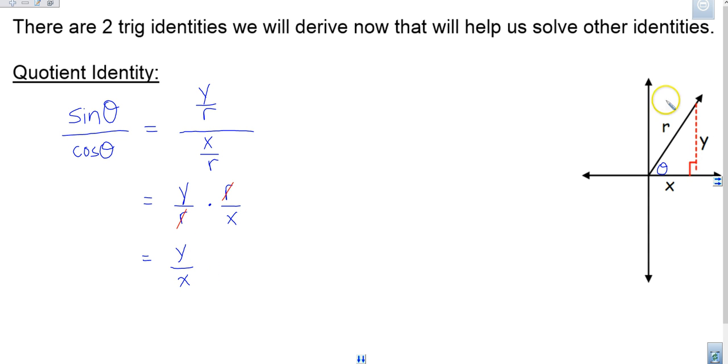Now looking at this triangle though over here, y is the opposite side, x is the adjacent side. So y over x is actually the same thing as tangent theta. So this tells us that sine theta divided by cosine theta is equal to tangent theta, and that's for any angle theta. So I don't have to draw a specific angle. Wherever we draw that angle and terminal arm, sine theta over cosine theta will be equal to tangent theta.